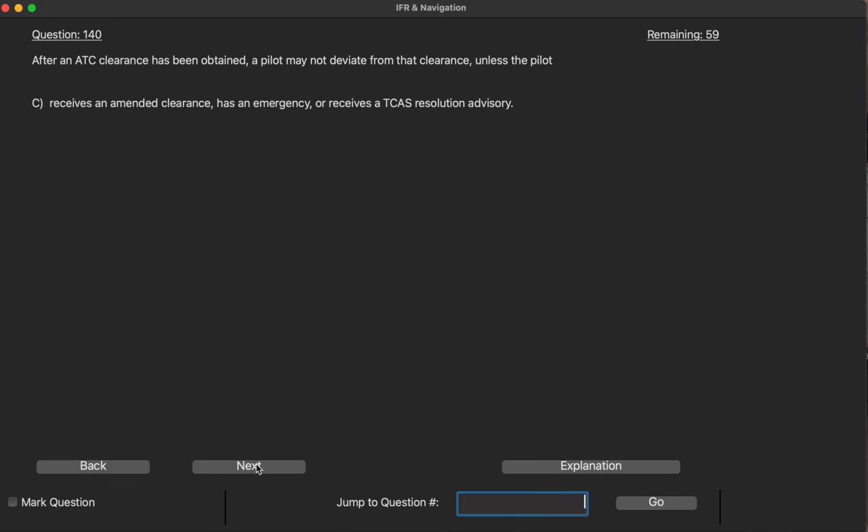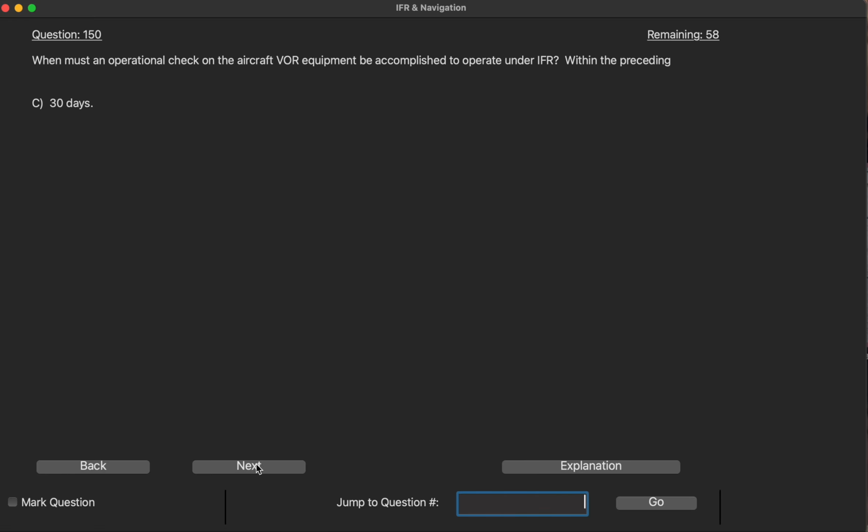After an ATC clearance has been obtained, a pilot may not deviate from that clearance unless the pilot receives an amended clearance, has an emergency, or receives a TCAS resolution advisory. When must an operational check on the aircraft VOR equipment be accomplished in order to operate under IFR within the preceding 30 days?